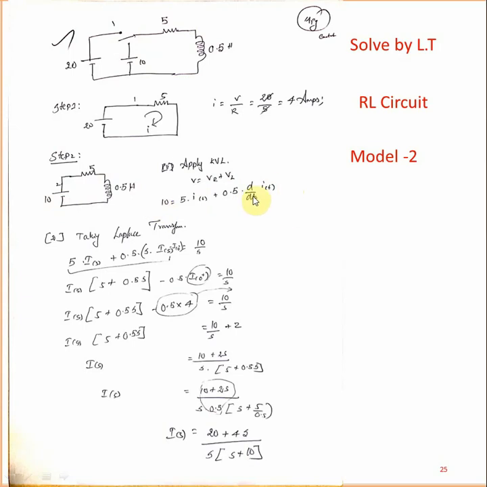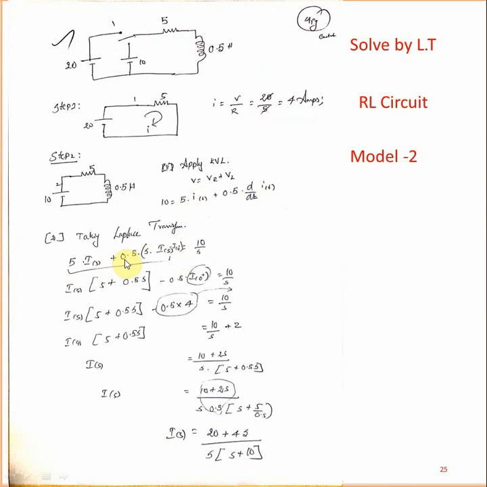Then step number 2: apply the Laplace transform. This side is constant, so 10 divided by s is equal to 5 into I of s plus 0.5 into s into I of s minus I of 0 plus. If I of 0 plus is not available, you replace it with 0. If it is available, then the 4 needs to be substituted.